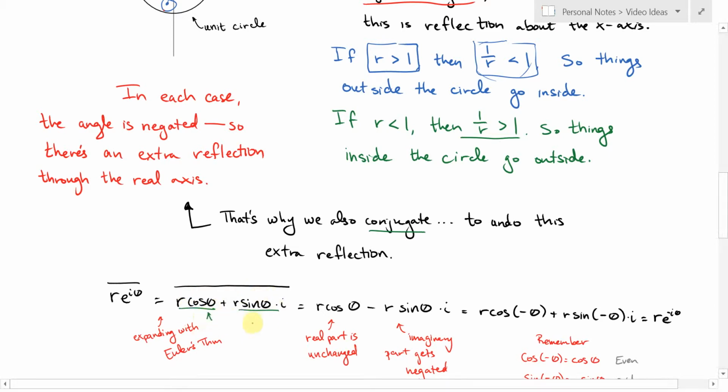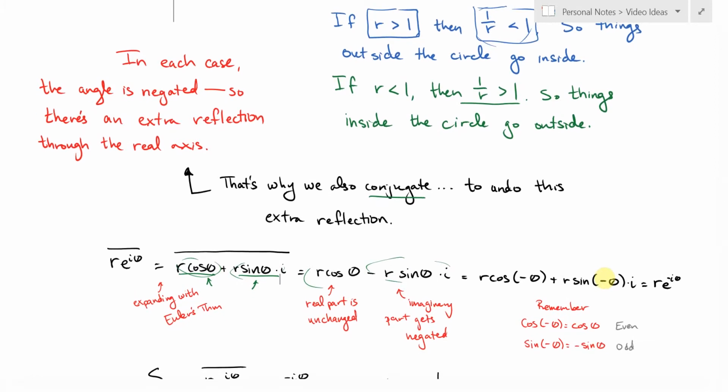So this stays the same. This gets negated. And that's what we have here. R cos theta matches here, except now we have a negative r sin theta i instead of a plus r sin theta i. And that's the same as r cos negative theta plus r sin negative theta times i.